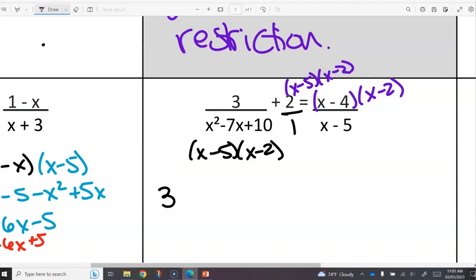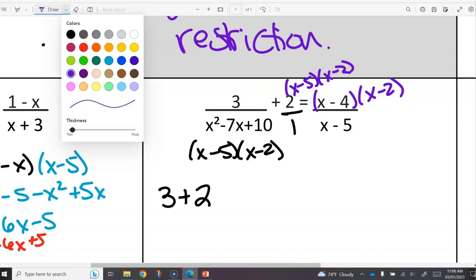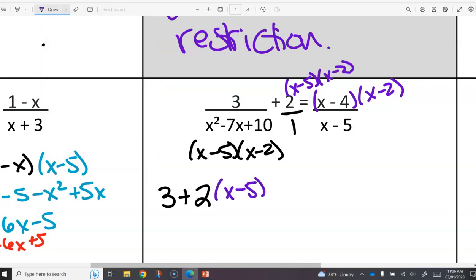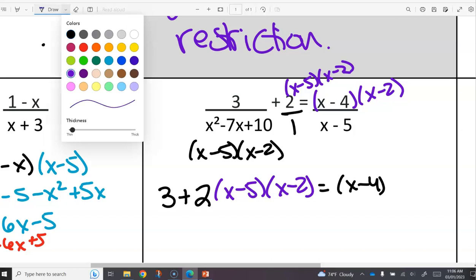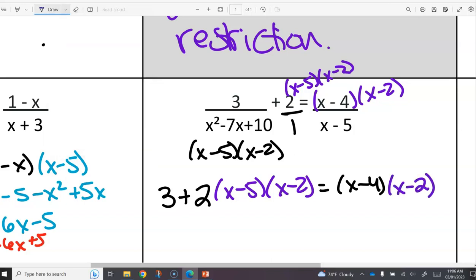So we didn't touch my first numerator. It's still 3. Now we have plus 2 times x minus 5, x minus 2. And we are now equal to x minus 4 times x minus 2. So that's why I write this out. I feel like that's easier to follow than jumbling stuff within the equation.